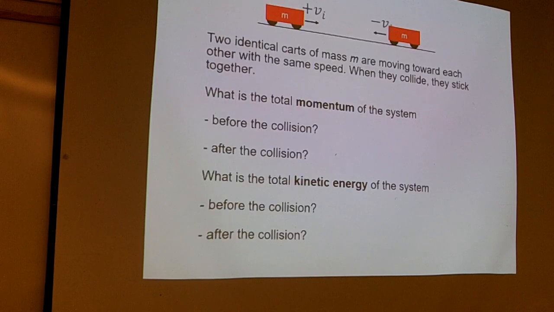So now the momentum practice. Here's an example I want to show you. Two identical cars, mass m, moving toward each other with the same speed, which means the velocity directions are opposite. When they collide, they stick together. What do you mean stick together, folks? Is it inelastic or elastic? Is it complete or incomplete? Should be complete, 100% complete.